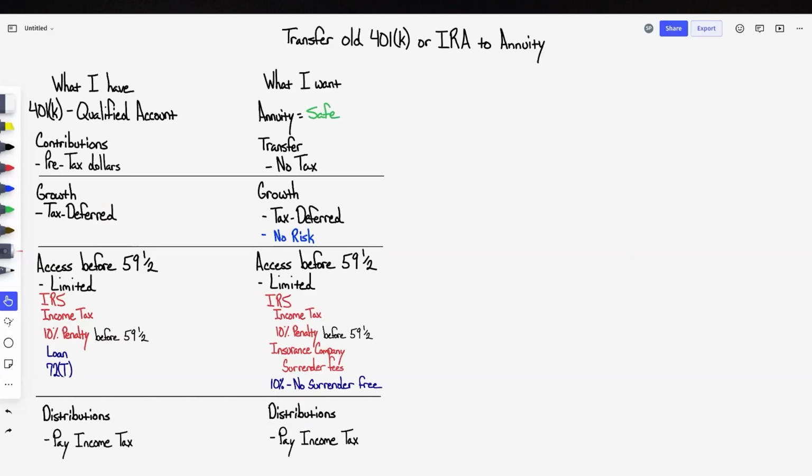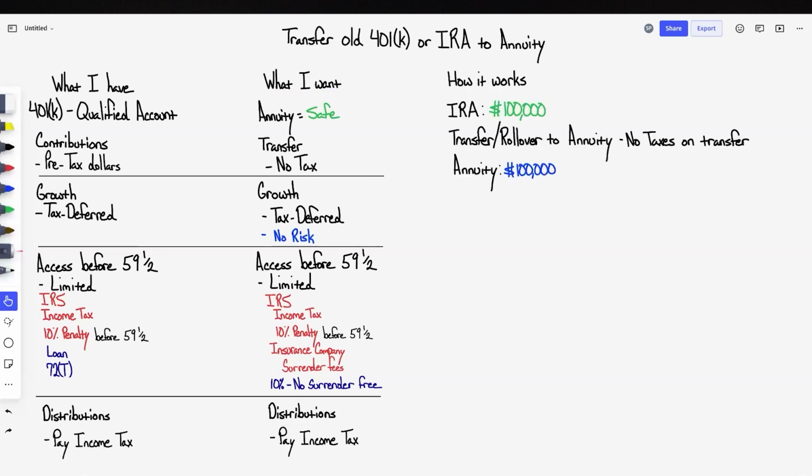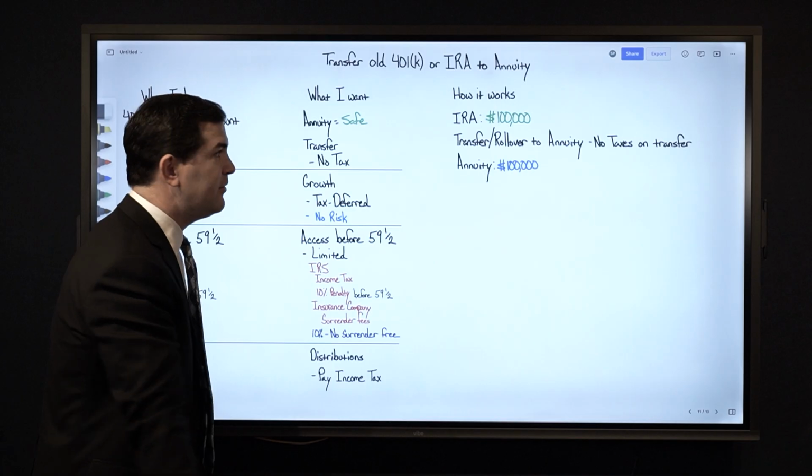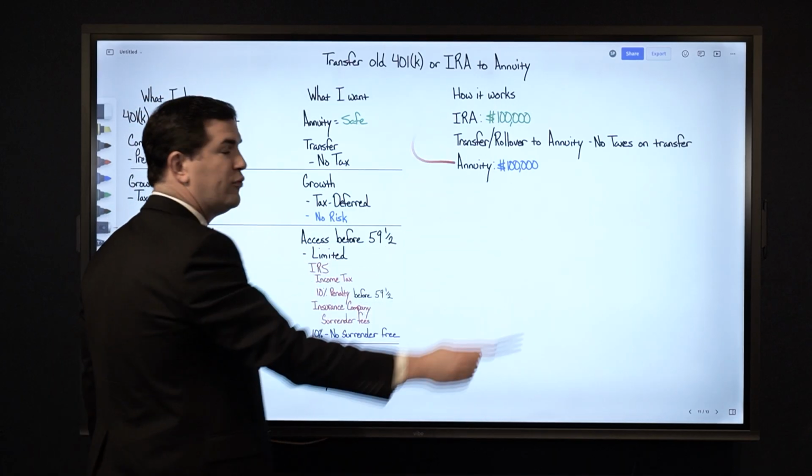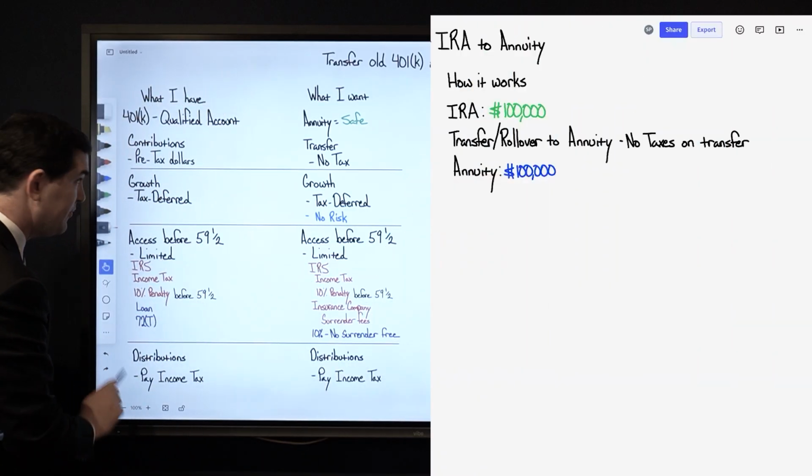So that's what I have now, the old 401k, and we're pretending now I want an annuity. Let's have some fun. So here's how it would work. Let's pretend I've got an old IRA with 100 grand. I am going to transfer or roll that over to an annuity. On the transfer, there's no taxes. So now I have an annuity with $100,000 in it. All I did is just moved it from one place to another.